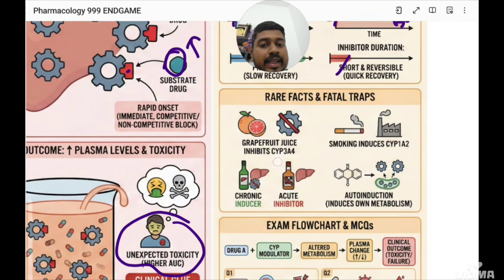Grapefruit juice inhibits the enzyme CYP3A4. This is an important enzyme. Next, smoking induces which enzyme? CYP1A2.